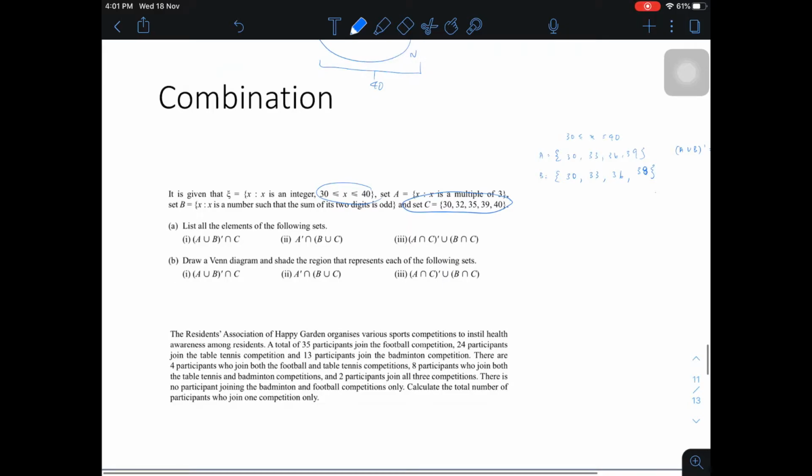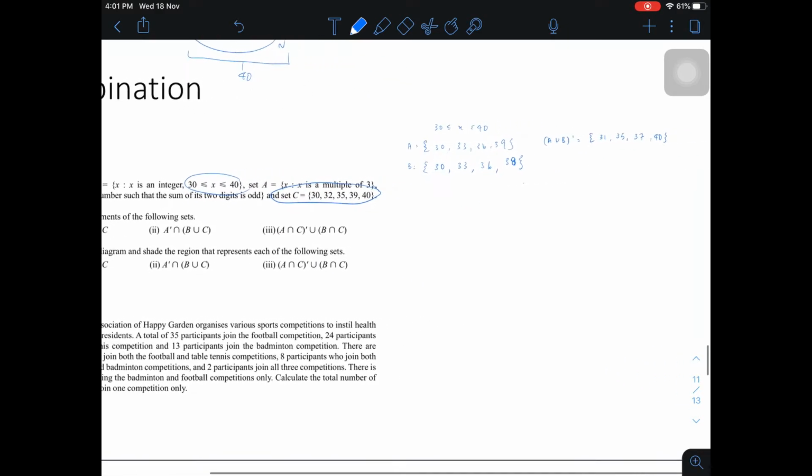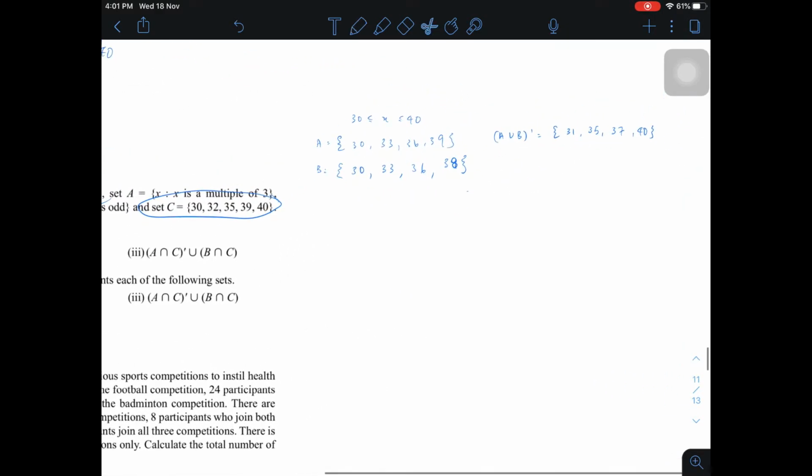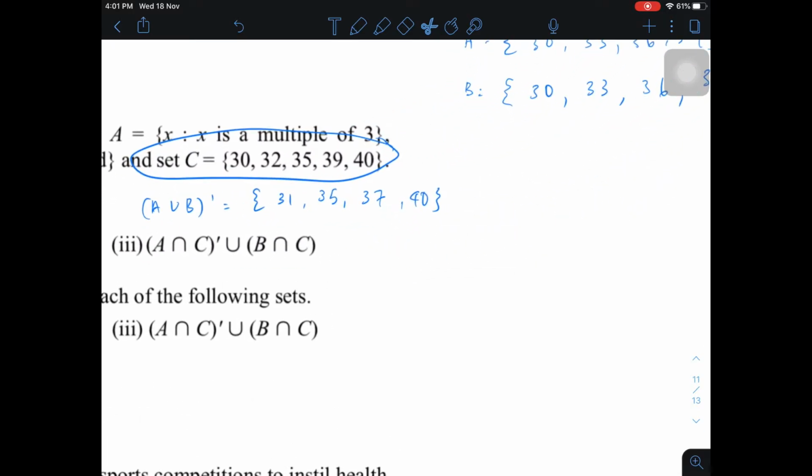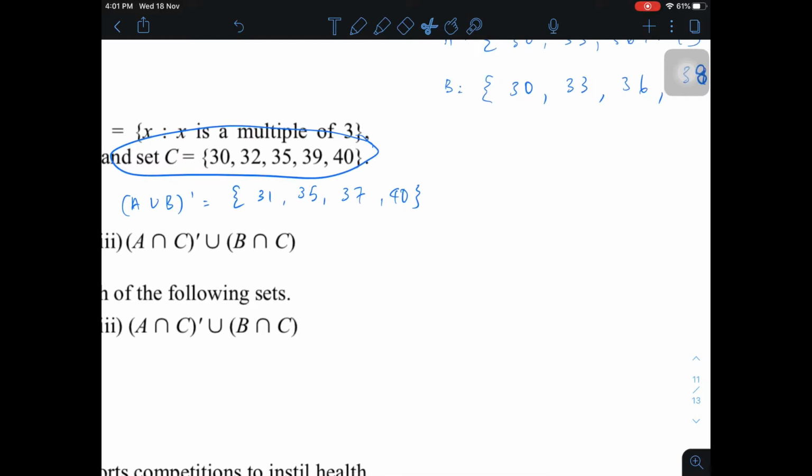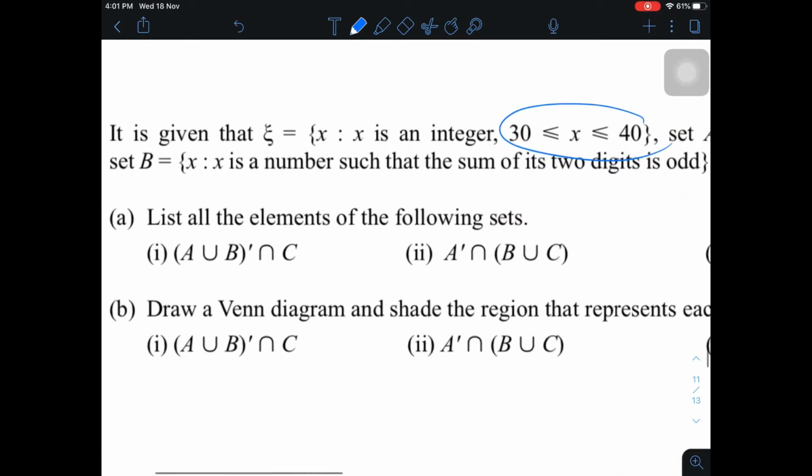C would be set C, and we want the intersection. So we have these two numbers and we want the intersection. Thus it will be 35 and 40. So in a way the answer is 35 and 40, right?